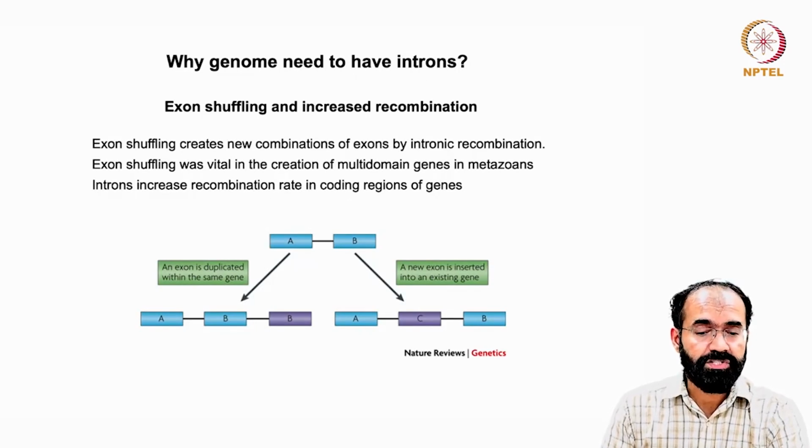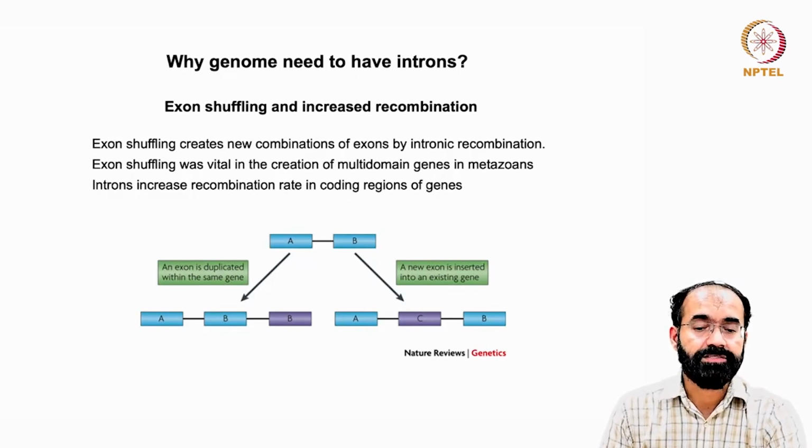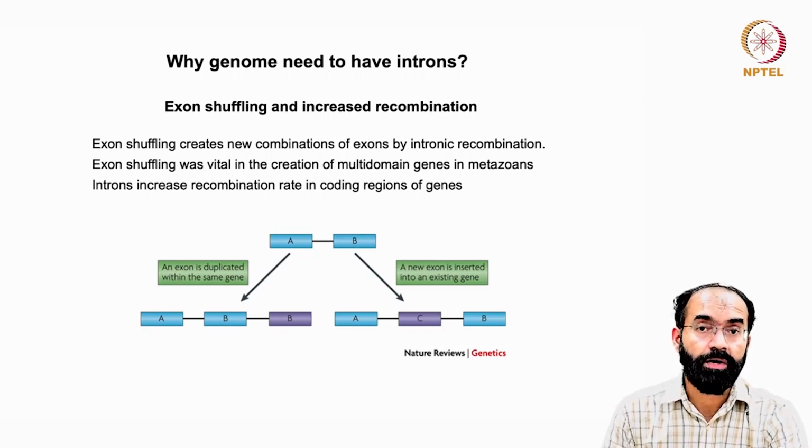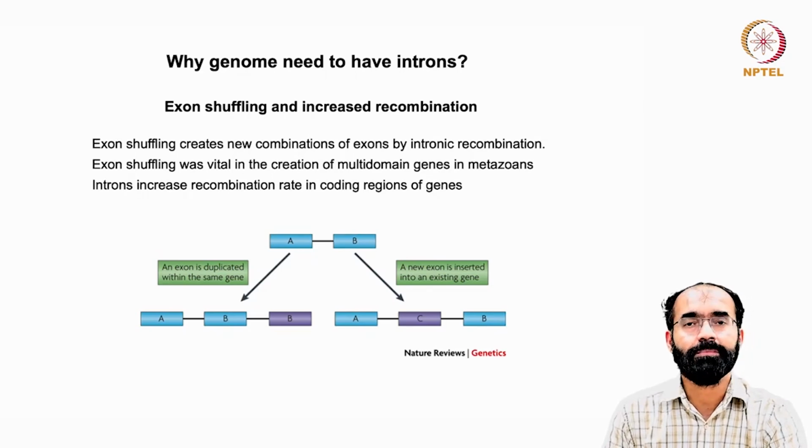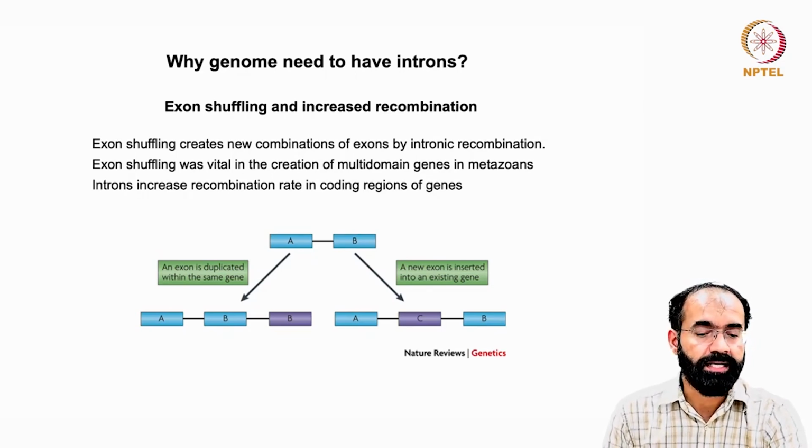So exon shuffling has increased the rate of recombination. We saw that it is one way of introducing complexity. Exon shuffling creates new combinations of exons by intronic recombination. Exon shuffling was vital in the creation of multi-domain genes in metazoans. Metazoan means multicellular organisms. So introns increase the recombination rate in the coding region of the gene.